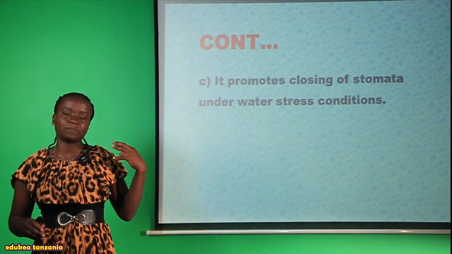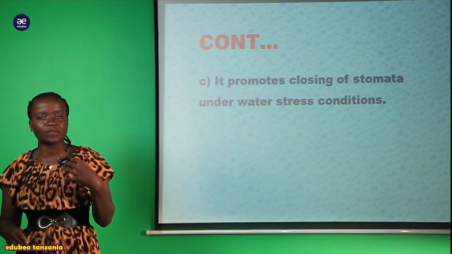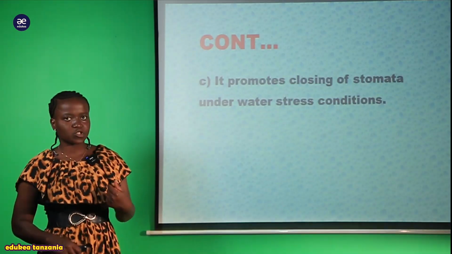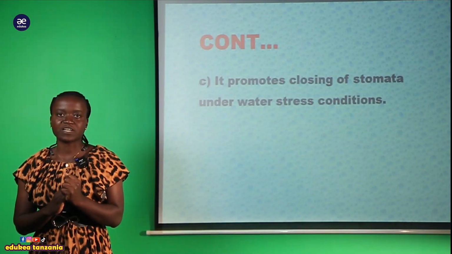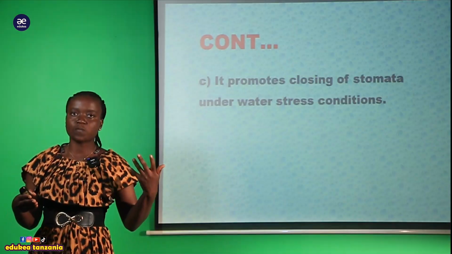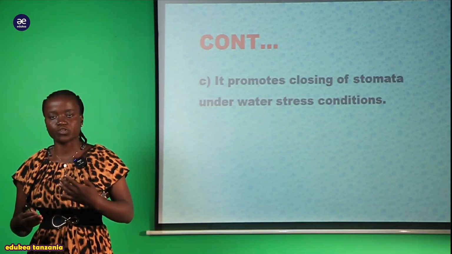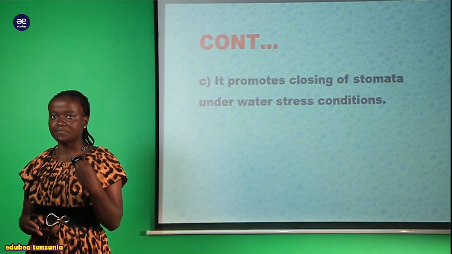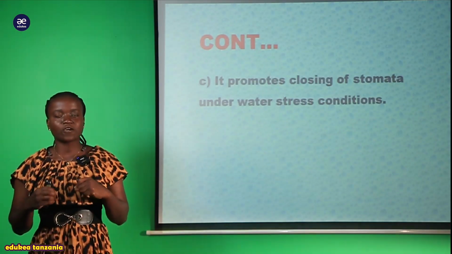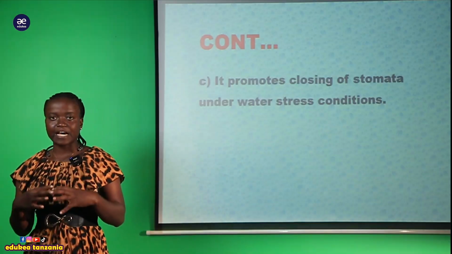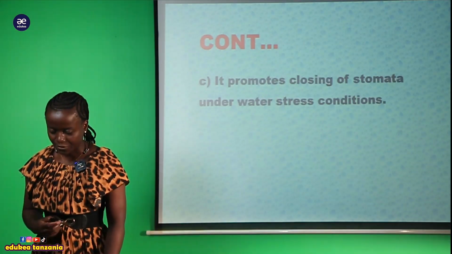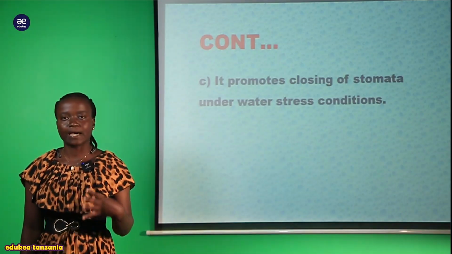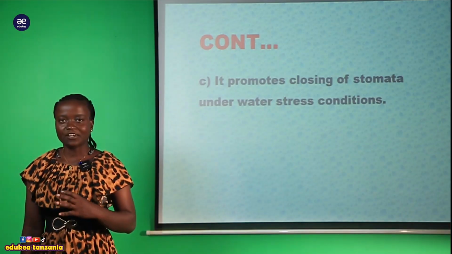So when the plant is in environmental stress, for example drought, this abscisic acid promotes the closure of the stomata. Zile stomata zinajifunga. Kwa sababu gani zinajifunga? Ili maji yasiweze kupotea kwa urahisi kwenda kwenye the environment or within the atmosphere. So due to the presence of this abscisic acid, it promotes the closure of the stomata, thereafter maintaining the water within the plant. So those are the functions of the abscisic acid, or we can call it ABA.